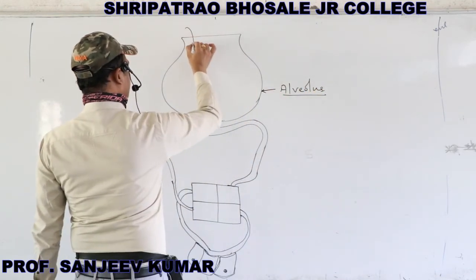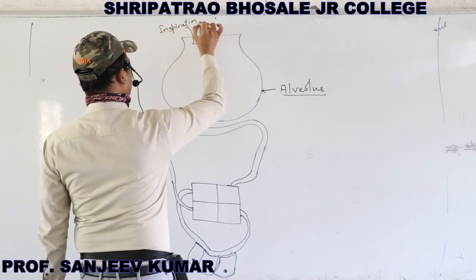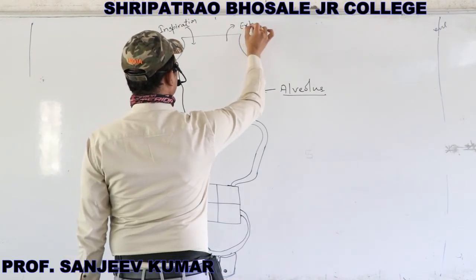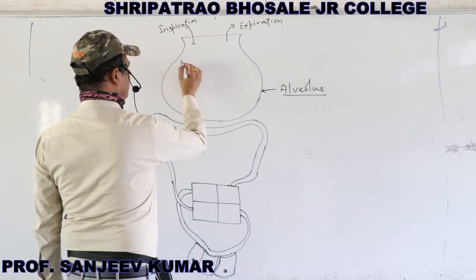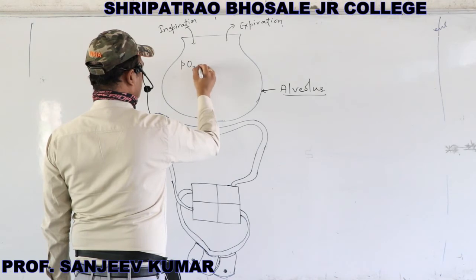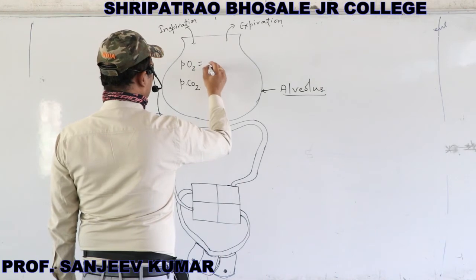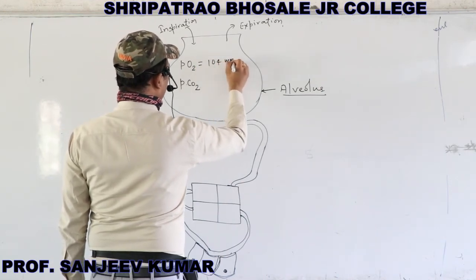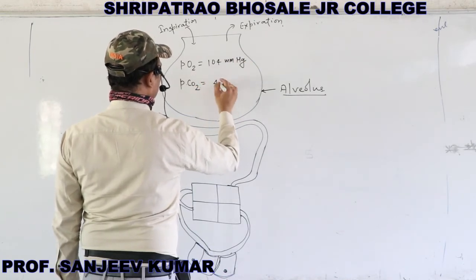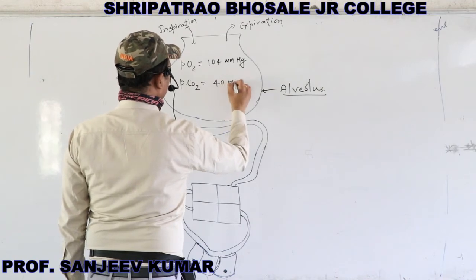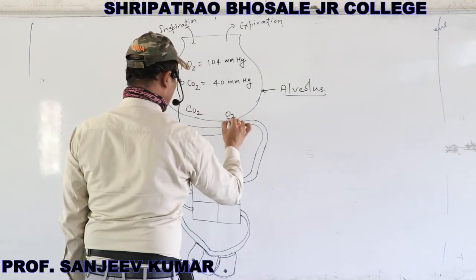Here is inspiration and expiration. Here is PO2, here is PCO2. PO2 here is 104 mmHg and PCO2 is 40 mmHg, and here are the CO2 and O2 which are exchanged.